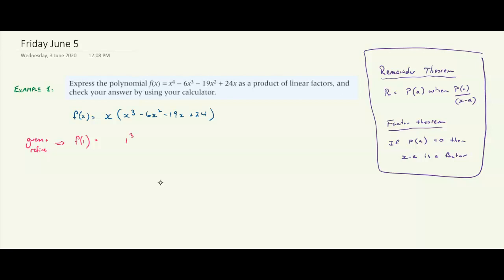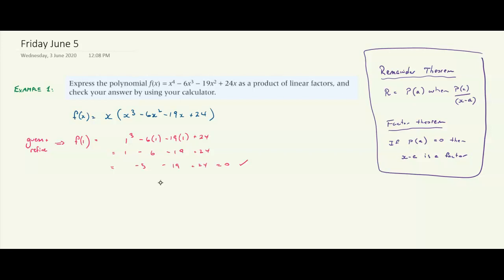So it's 1 cubed minus 6 times 1 minus 19 times 1 plus 24. What's that equal to? That's equal to 1 minus 6 minus 19 plus 24. 1 minus 6 is minus 5, minus 19, plus 24. I reckon we've got ourselves 0. We're straight in. So going back to our factor theorem, if P of A equals 0, and I've got P of 1 equal to 0 in this case, then X minus 1 is a factor.